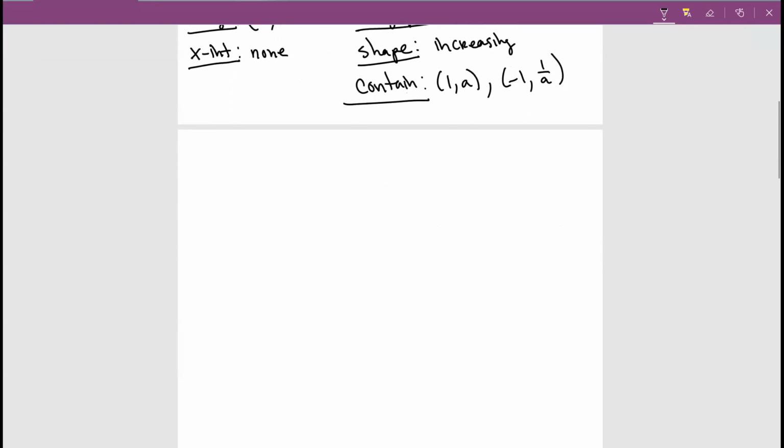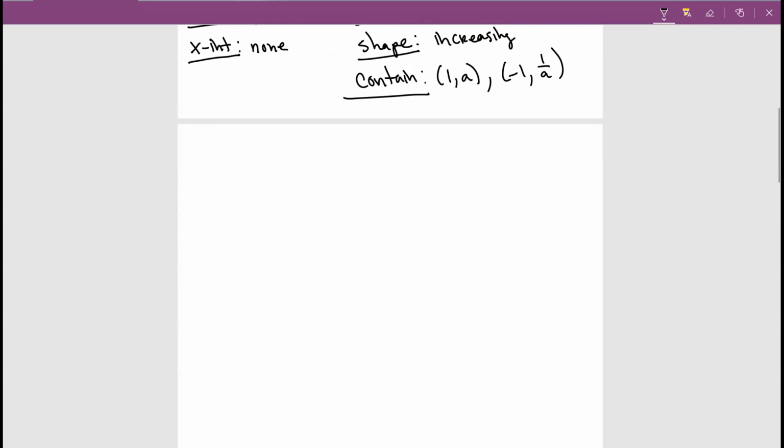So let's say we have, what if a is between 0 and 1? So kind of like a fraction. Kind of like this, f of x equals 1/2 to the power of x. So 1/2 is the number between 0 and 1. What would this look like?